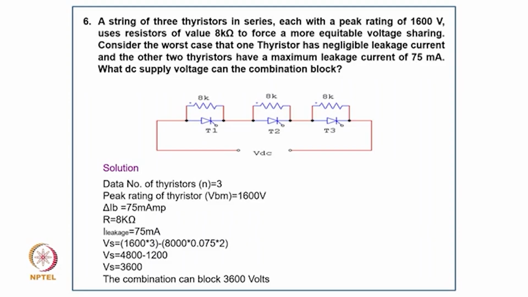Coming to numerical problem 6: a string of 3 thyristors in series, each with a peak rating of 1600 volt, uses a resistor value of 8 kilo ohm to force more equal voltage sharing. Consider the worst case, where one thyristor has negligible leakage current and the other two thyristors have a maximum leakage current of 75 milliampere. What is the DC supply that the combination can block? Here the diagram shows the 3 thyristors in series with the applied voltage VDC and 8K parallel resistances. Data: peak rating of thyristor 1600 volt, delta I 75 milliampere, R equal to 8 kilo ohm, so you can calculate Vs equal to 3600 volt, and the combination can block 3600 volt.